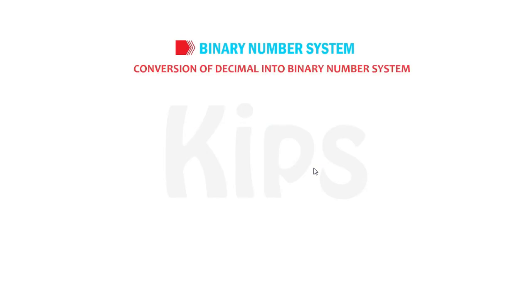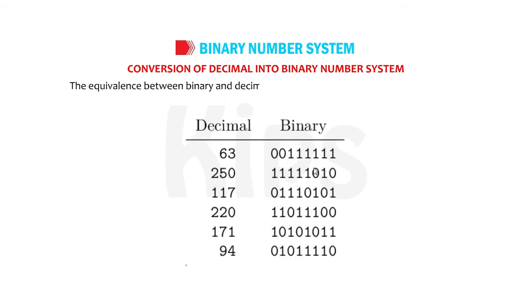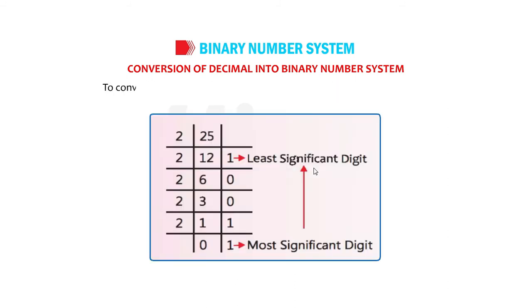Okay, now let us find out how the decimal number is converted into binary system. The equivalence between binary and decimal numbers can be understood with the given examples. To convert a decimal number into a binary number, follow the given rules.